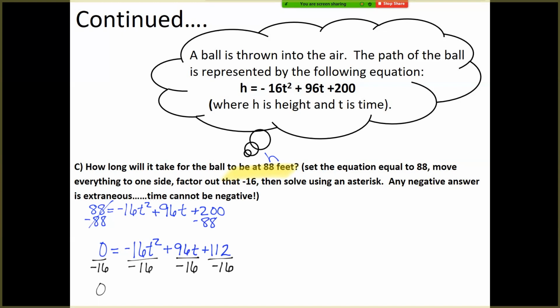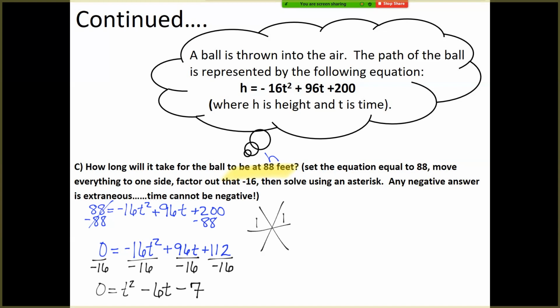So 0 divided by negative 16 is 0. Negative 16t squared divided by negative 16 is just t squared. 96t divided by negative 16 is going to give you negative 6t. And then positive 112 divided by negative 16 is negative 7. Notice these numbers are much, much smaller.